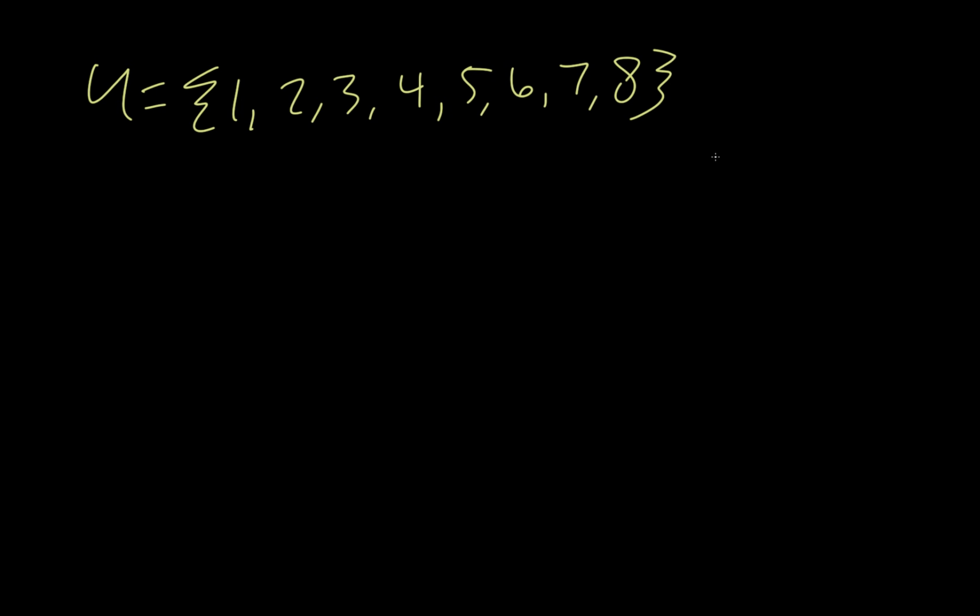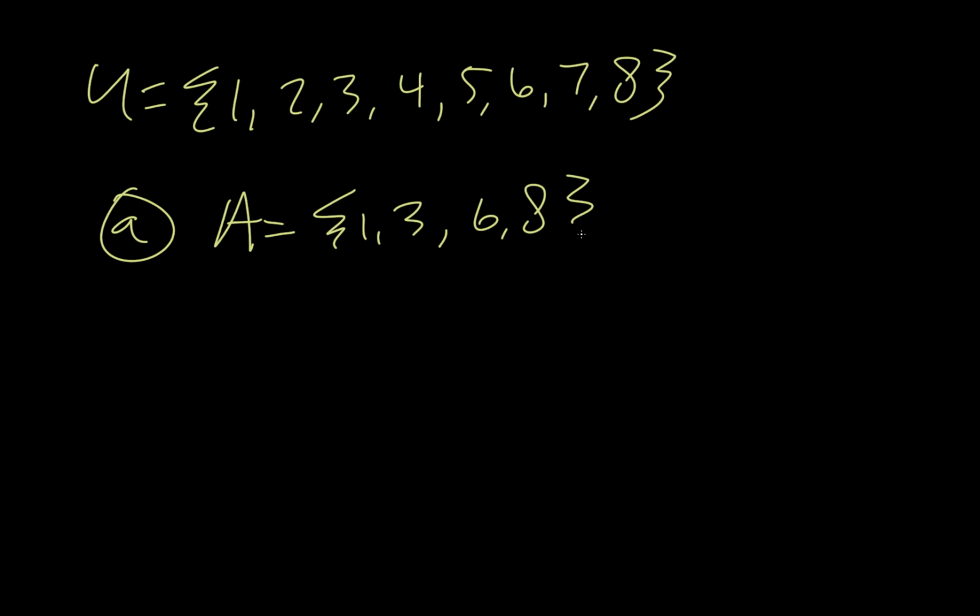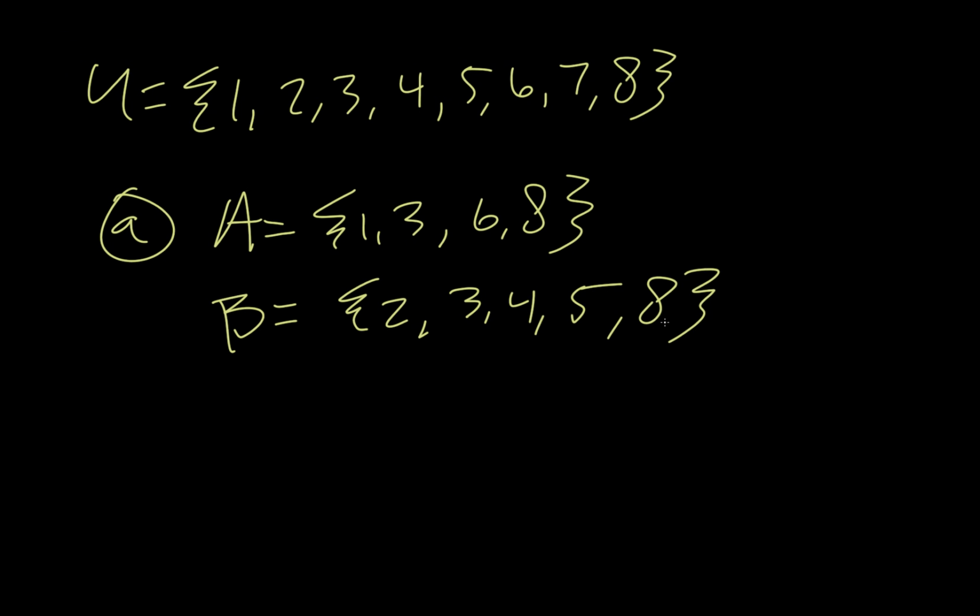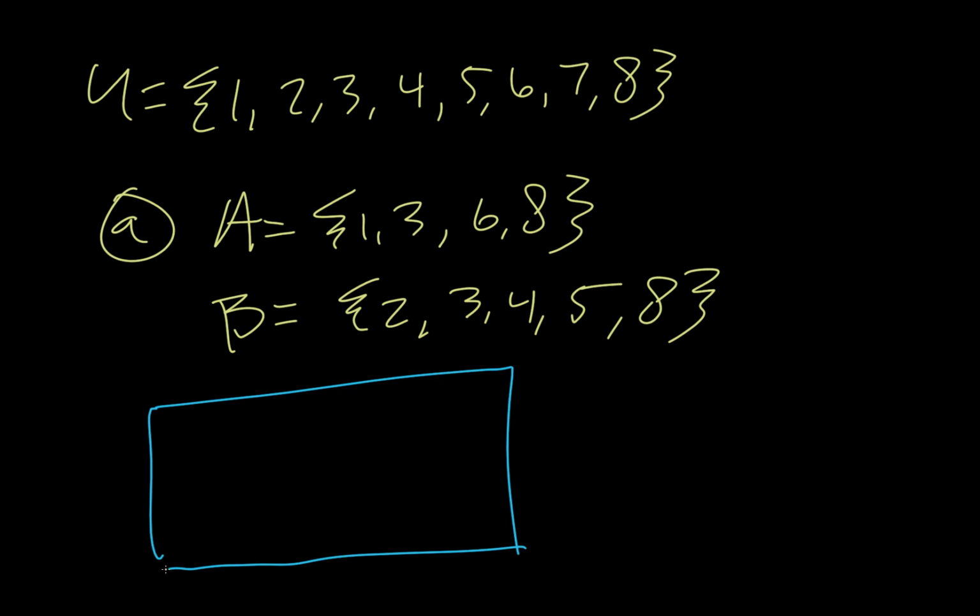And so they give us a universal set that is 1, 2, 3, 4, 5, 6, 7, 8. And then it says illustrate on a Venn diagram the sets. So they give us part A, we're going to say A is equal to 1, 3, 6, 8. And B is equal to 2, 3, 4, 5, 8. Okay. So we're going to do a Venn diagram for this. Okay, we're going to call this A, call this B.